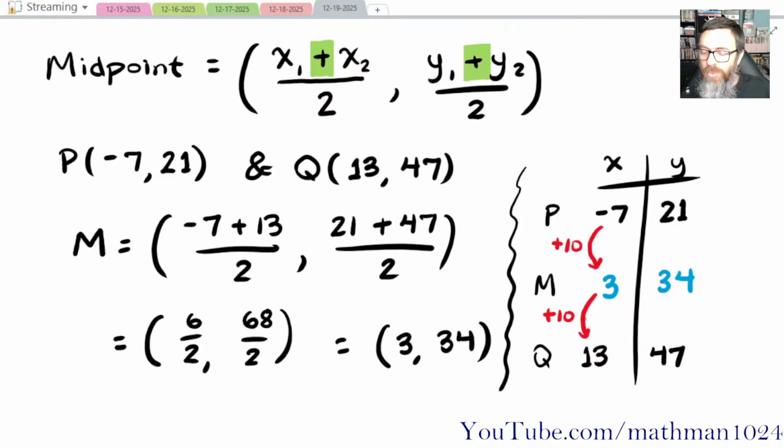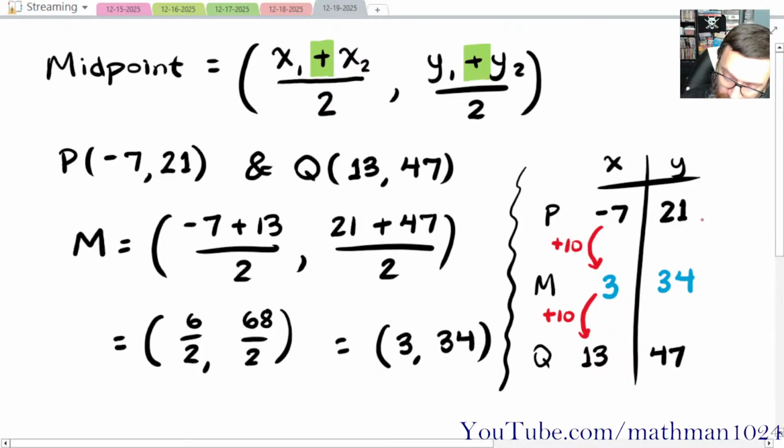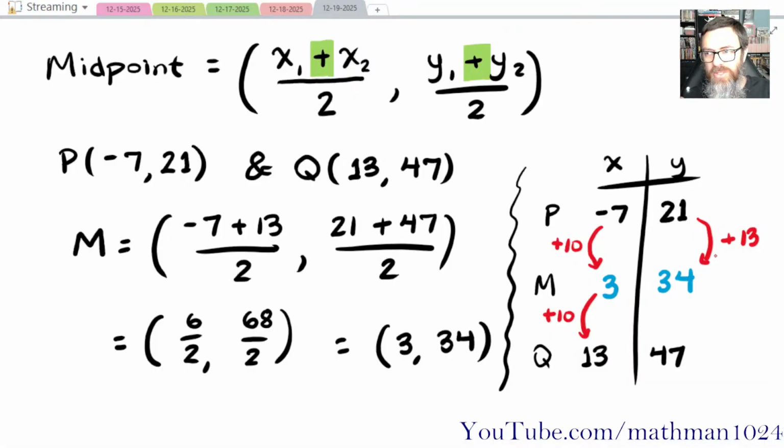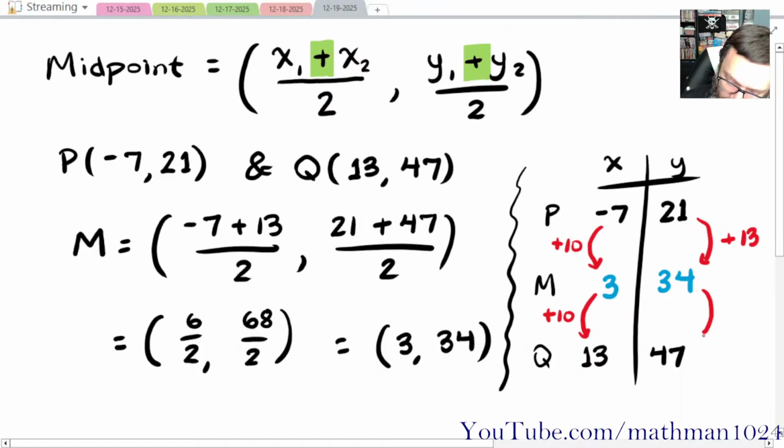Now, if you look on the Y part, you're going to see the same thing happen. From 21 to 34 is an increase of 13. And you should be able to figure this out. Like if you're 21 now, in how many years will you be 34? Well, that's an extra 13 years, right? If I go from 34 to 47, that's also an increase of 13. So you can see how the midpoint is exactly halfway in between those guys.